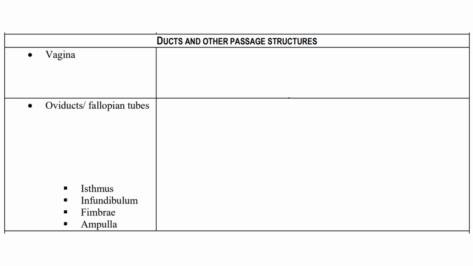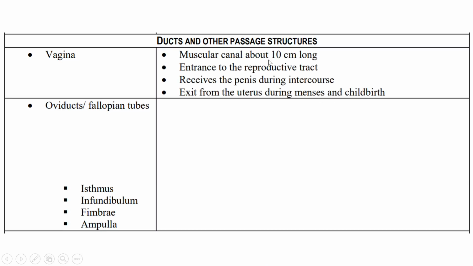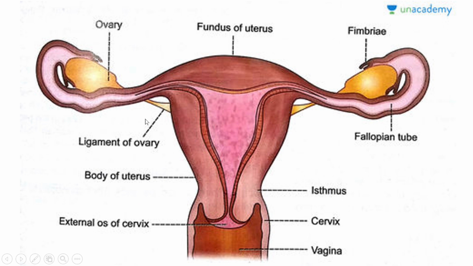So the vagina, on the other hand, is a muscular canal about 10 centimeters long. And of course, it will be receiving the penis during intercourse. It is the entrance of the reproductive tract and also the exit from the uterus during menses and childbirth. So those will be the function of the vagina. So don't forget that. So childbirth, menses, receives the penis.